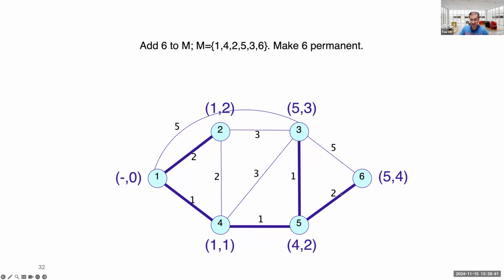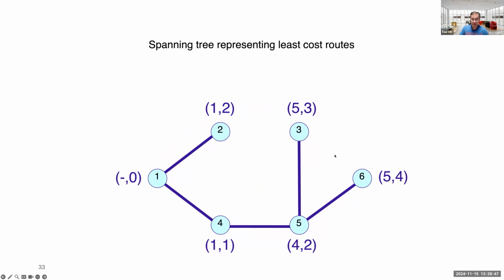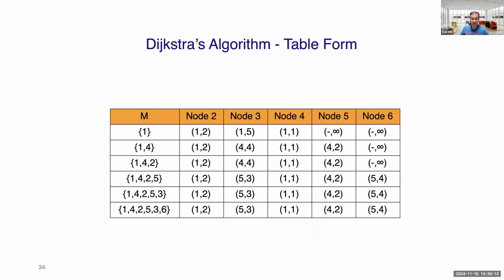In this way, the least cost is 2, 1, 1. So 5 is the least cost. So at the end, it shows the spanning tree representing the least cost. So 2, 3, 1 here, 1, 2 here, 5, it needs to go through 5 to get the least cost. For 6, you need to go through 5. 5 needs to go through 4. The cost is 2, and 4 comes to 1. This is the least cost. So when you look at the algorithm table, for M equals 1, then node 1, 2, the 1, 5, or 1, 1.